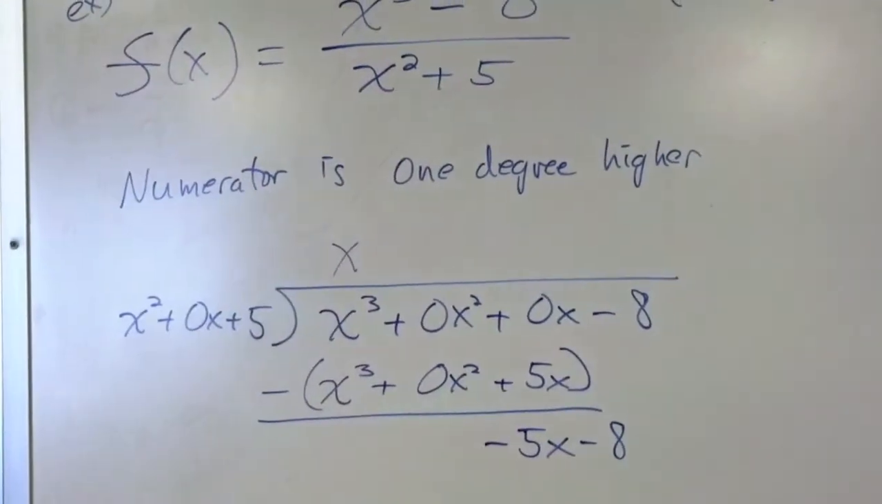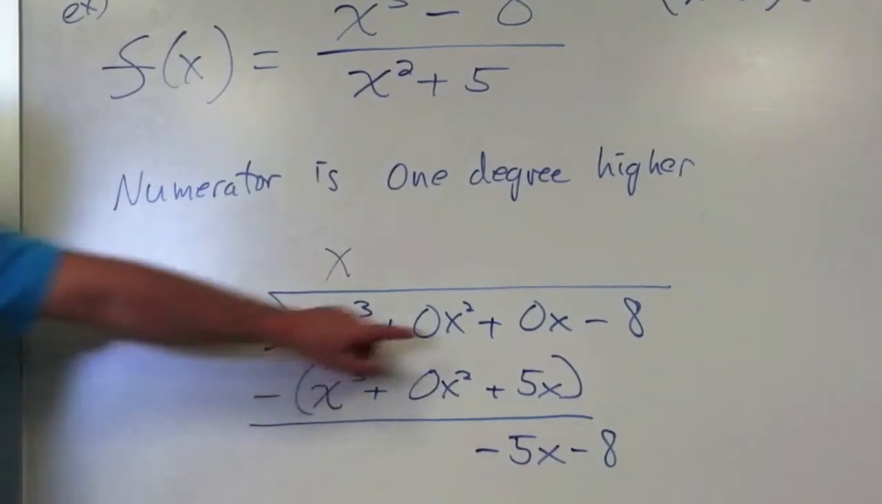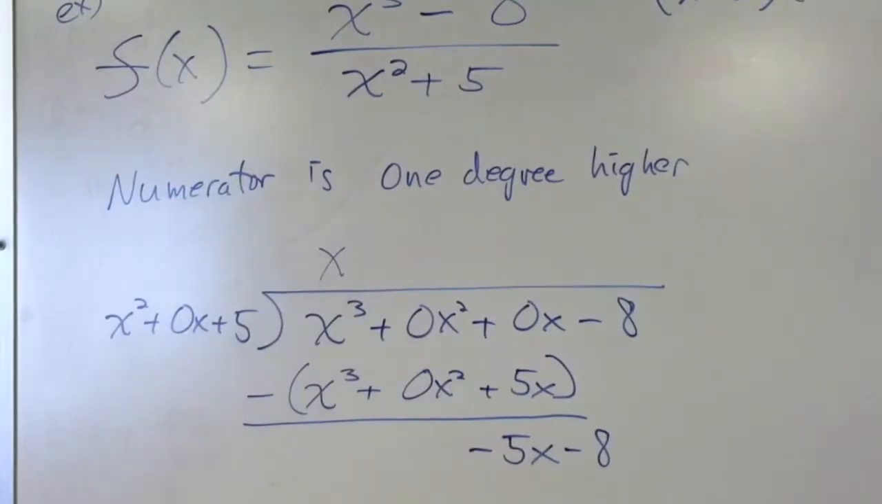And at this point, I'm actually going to stop. Why is it a negative? Because 0 minus 5, minus 5. You're subtracting everything in parentheses. Why are you stopping?